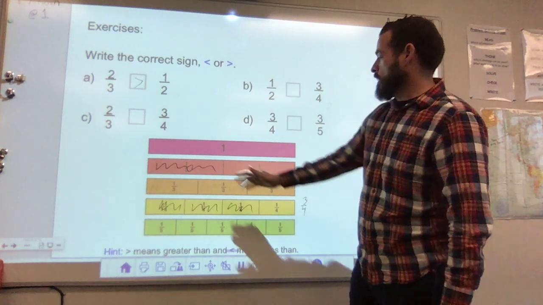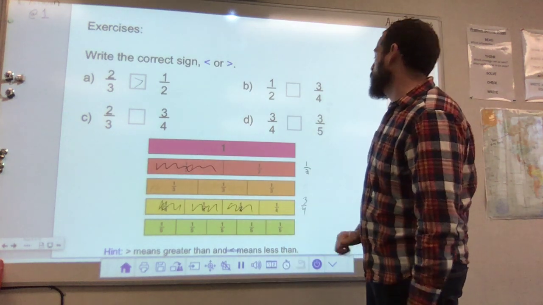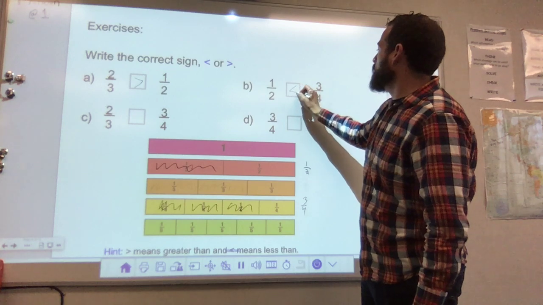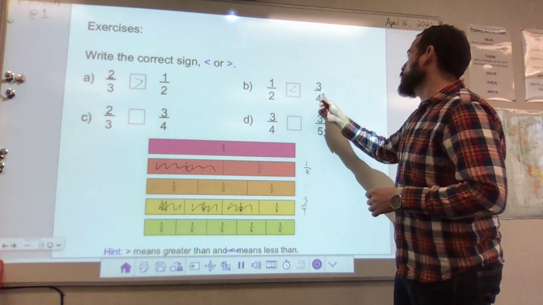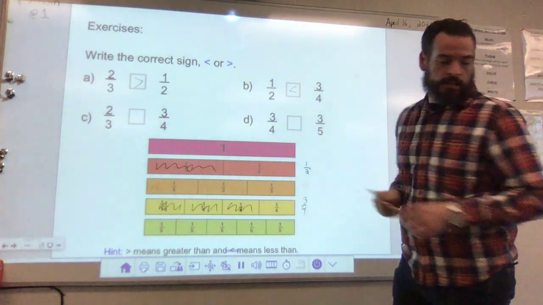3/4. Again, looking at those, comparing them, 3/4 is greater than 1/2. The way this is written, 1/2 is less than 3/4. You can say these statements either way. 3/4 is greater than 1/2. 1/2 is less than 3/4.